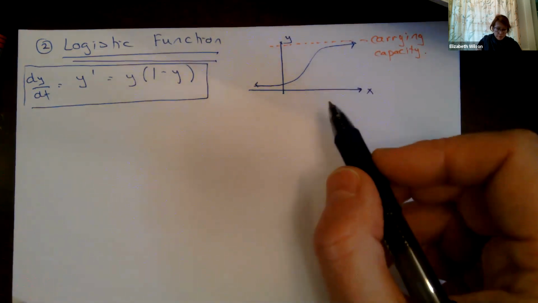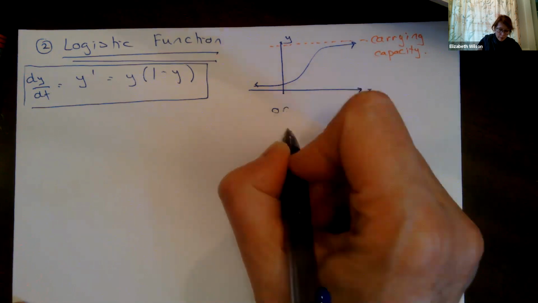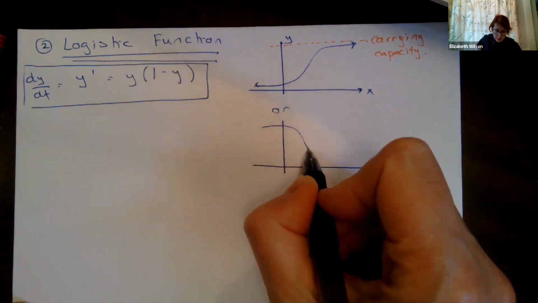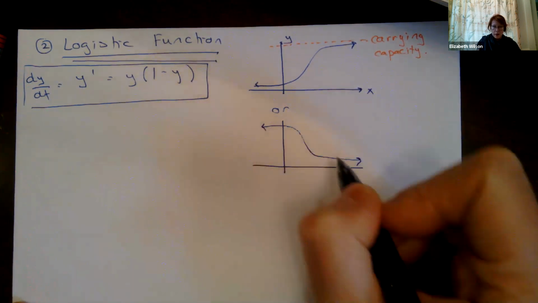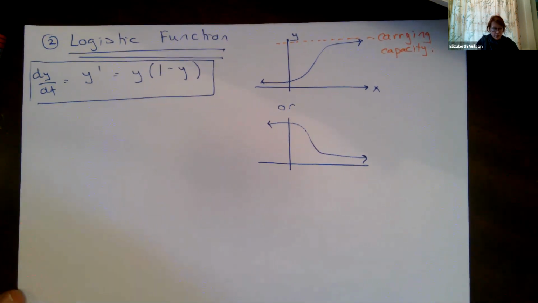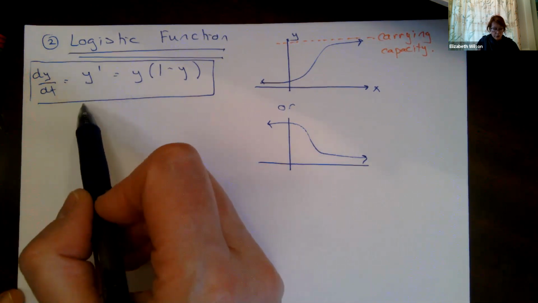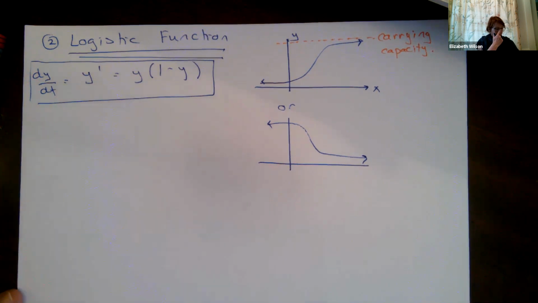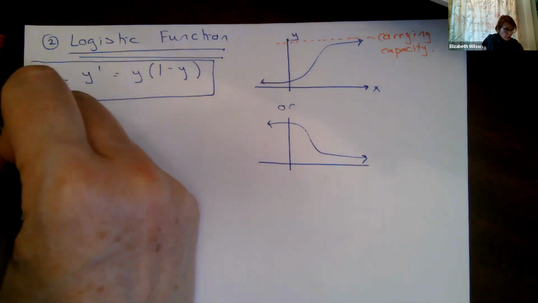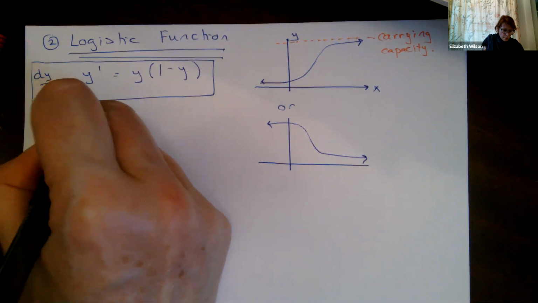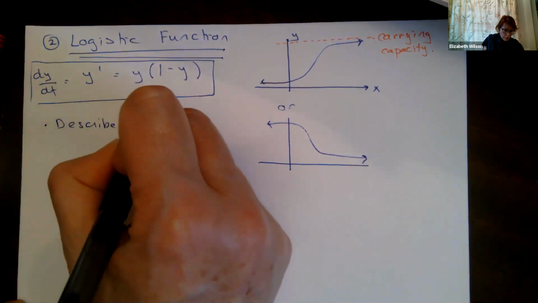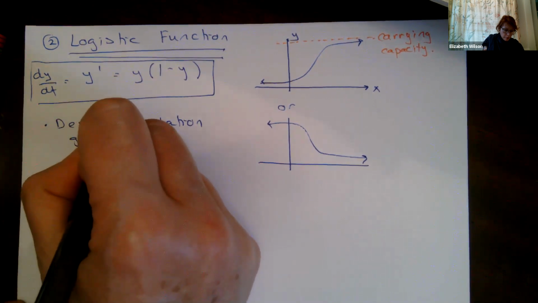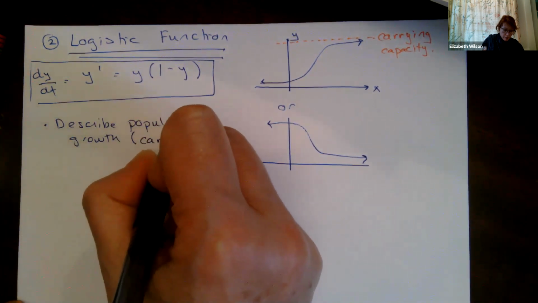So this is sigmoid. It goes up like this, or I can start off at a higher value and then S-shape down this way, depending on the questions that you're being presented with. But our general form for the logistic function is the derivative equals the function times 1 minus the function. This is used to describe population growth with a carrying capacity.